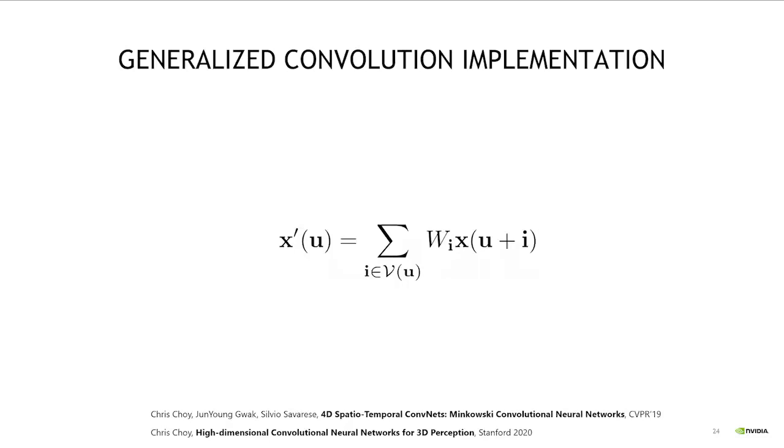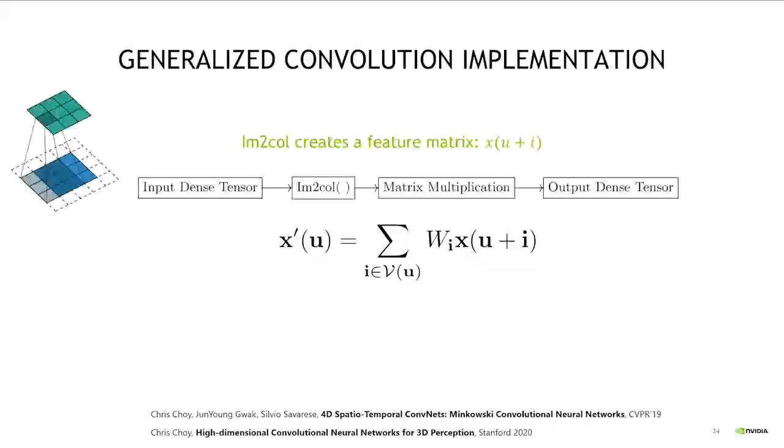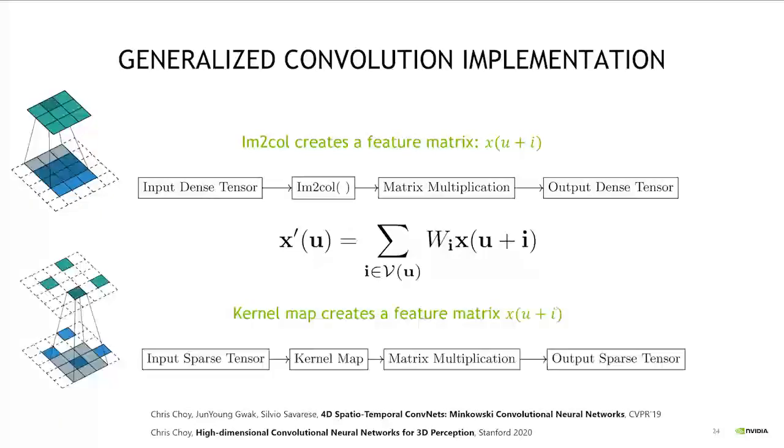On a dense tensor, we compute a convolution first by converting an input feature map into a matrix by applying an operation known as im2col. Similarly, in a sparse tensor, we create an intermediate feature matrix by reorganizing features using what we call the kernel map. Once we reorganize features, the convolution is simply the sum of all matrix multiplication outputs.